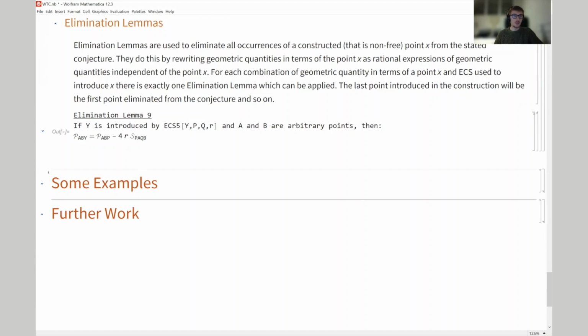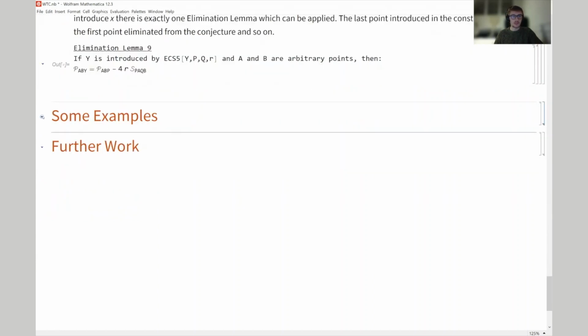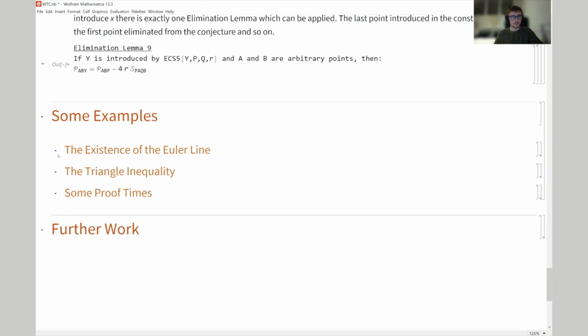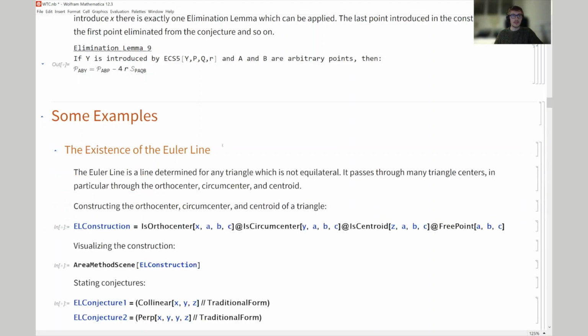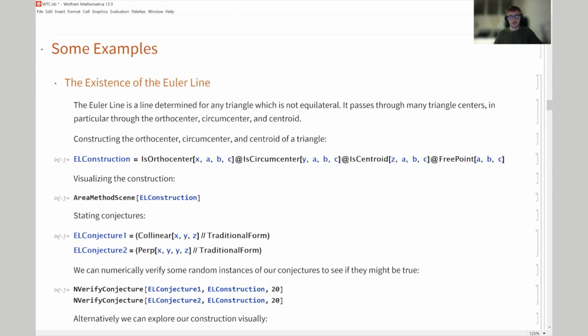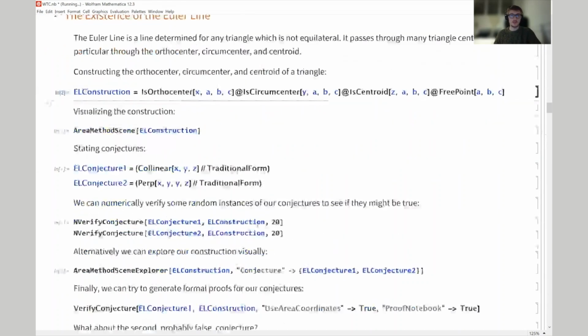Okay, with that out of the way, I would like to demonstrate some examples of our package proving theorems. So first, I would like to demonstrate the existence of the Euler line, which is the line through the orthocenter, circumcenter, and centroid of a triangle. So we must first define a construction. So we define 3 unconstrained points, A, B, C, and then we define Z to be their centroid, Y to be their circumcenter, and X to be their orthocenter.